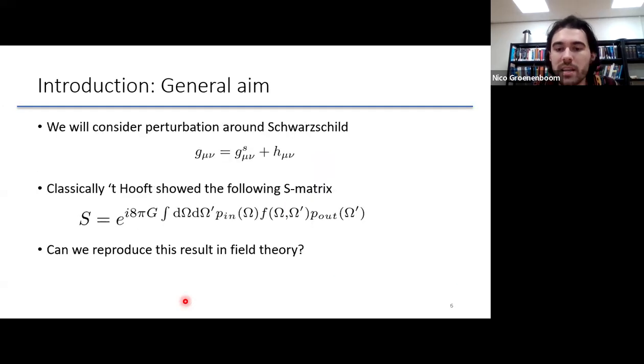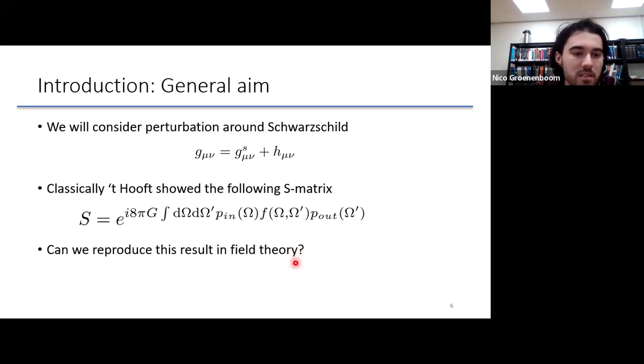And so for the general aim of our research, we'll be considering perturbation, H, small perturbation around the Schwarzschild background. And we will try to construct a field theory with this to do calculations. 't Hooft has shown semi-classically that using this perturbation, the following S matrix must be true between the in modes and out modes of the black hole.